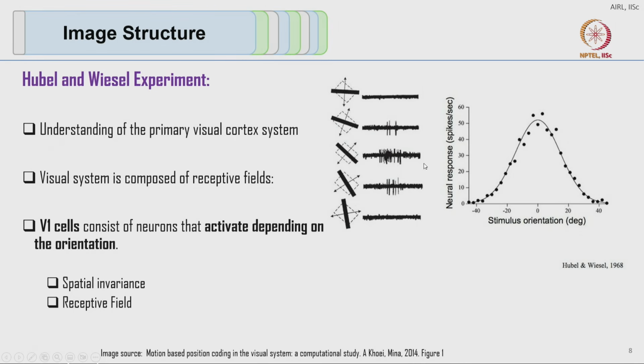Now let's go into understanding the receptive field of a visual cortex. The V1 cells consist of neurons that activate depending on the orientation. They are invariant to spatial position. They only look at the orientation; where in the space it is present doesn't really matter. And there is a receptive field which has local importance to it, right?